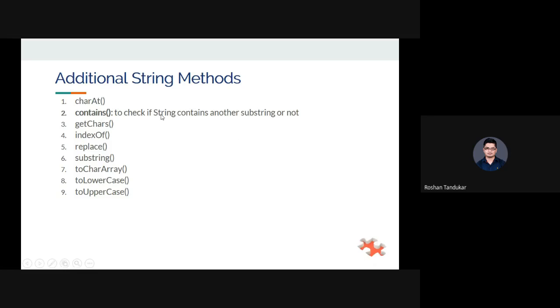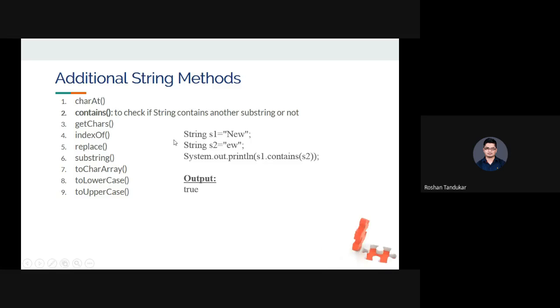In the case of contains, it will check whether the string contains another substring or not, just like in an email. In an email there will be an at the rate symbol and a certain pattern. If that matches, then the email will be taken, otherwise it will give a certain error. You can do the same with strings. Now how are you going to do it? For example, we have taken two strings, s1 equal to new and s2 equal to ew. Now if you print s1.contains(s2), s1 is new and s2 is ew. It will check whether ew is contained within new or not. You can see ew is there, so it will give true.